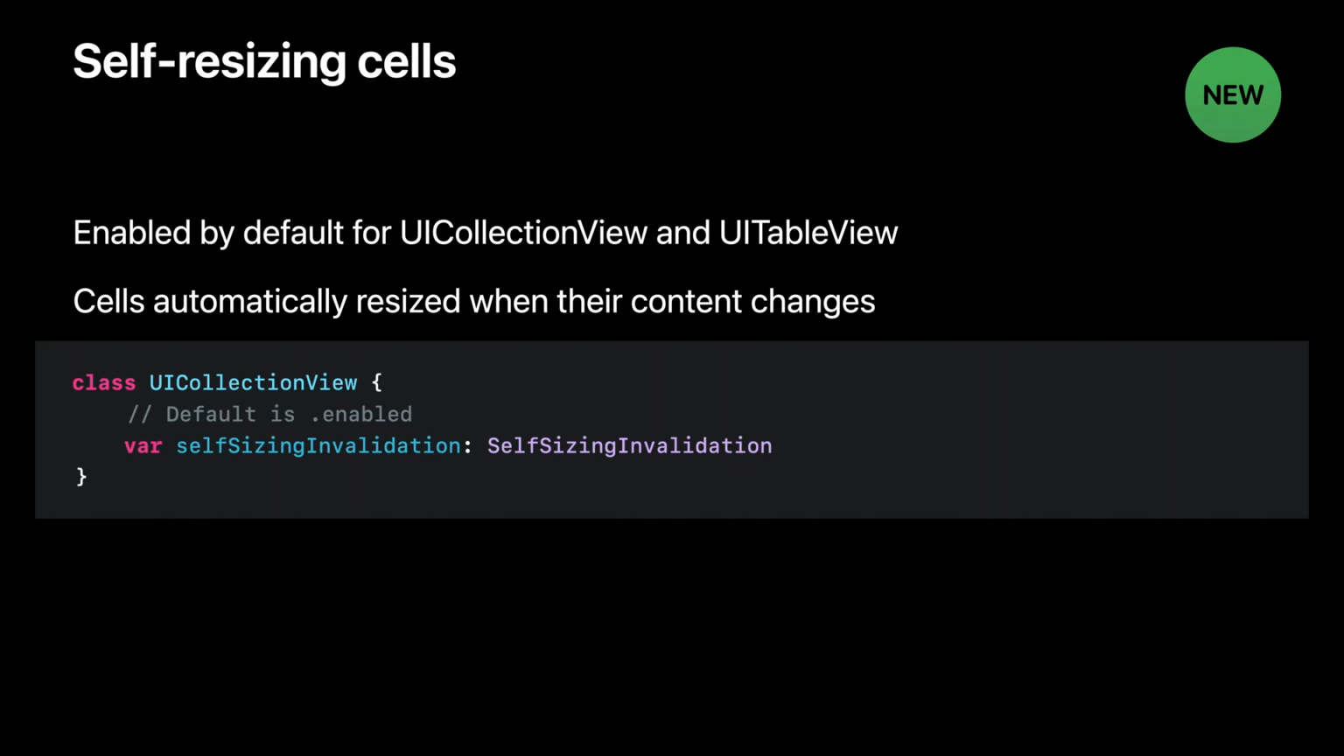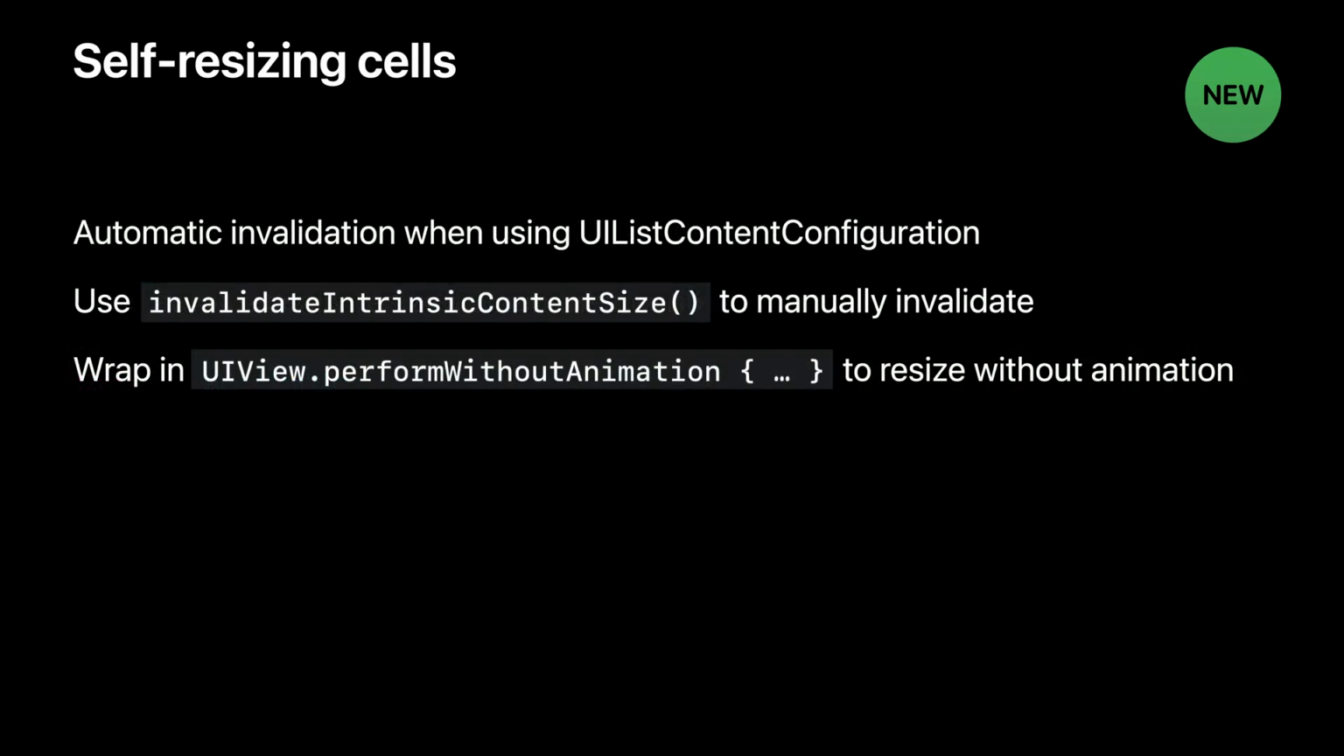Here is how it works. When self-sizing invalidation is enabled, cells can request to be resized by their containing collection or table view. If you're using UIListContentConfiguration to configure cells, the invalidation happens automatically whenever the cell's configuration changes. For any other cases, you can call the invalidateIntrinsicContentSize method on the cell or its content view to resize the cell.